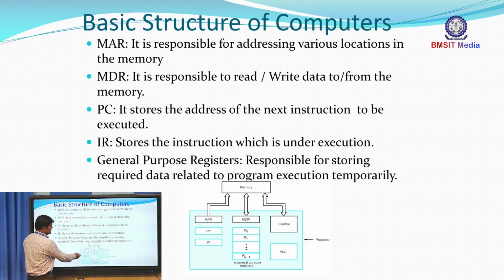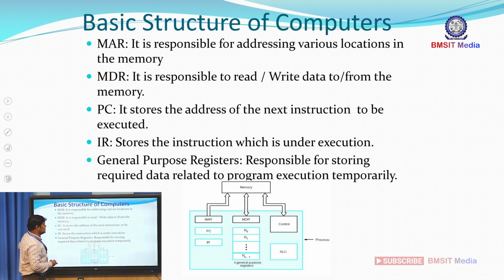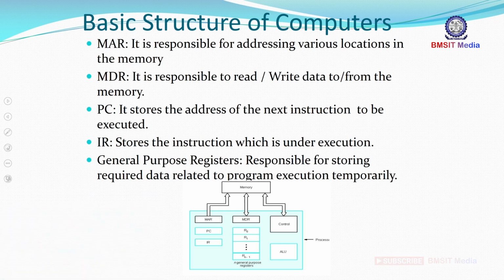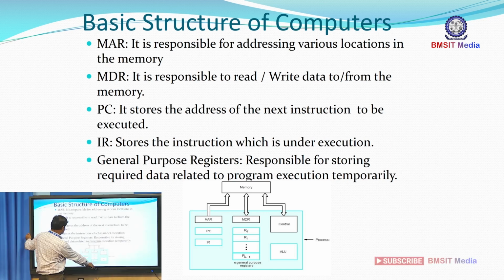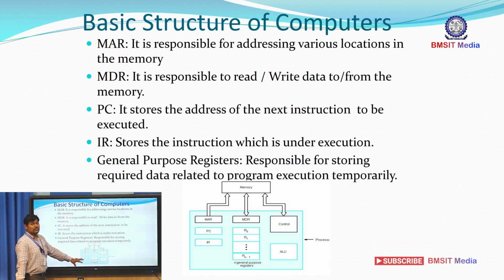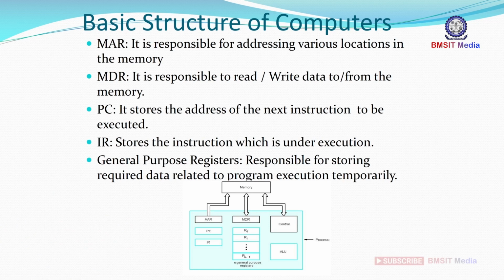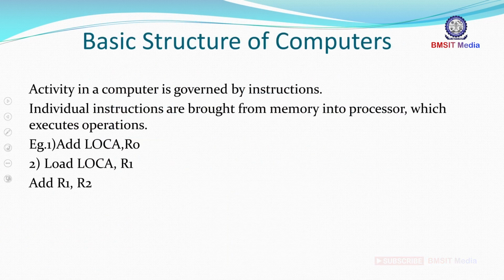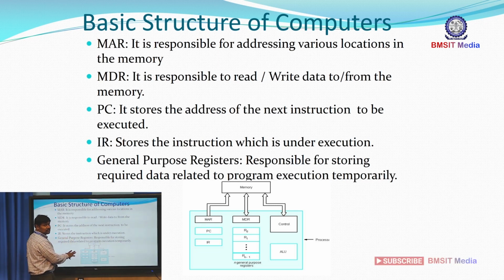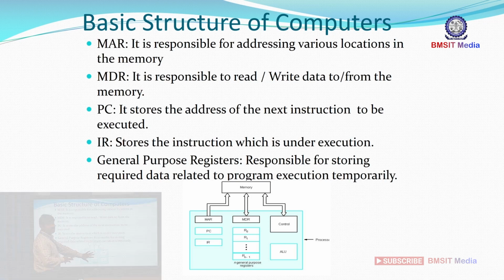Next, PC is a register that comes under the processor. PC represents the program counter. It stores the address of the next instruction to be executed. Then the instruction register stores the instruction which is under execution. R1 up to Rn-1 represent the general purpose registers. They are responsible for temporarily storing the required data related to program execution. In addition, we have the ALU, the arithmetic logical unit. It is responsible for handling all the arithmetic and logical operations. This is the overall structure of the basic operational concepts of the computer.